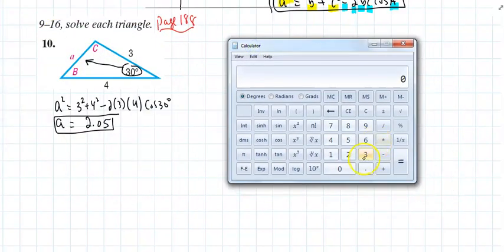And this calculator works backwards. If I take 30 cosine multiplied by 4 times 3 times 2 equals, make it a negative, add to it 16 plus 9, and if I take the square root of that, I will get 2.05. How many decimals should we keep? Well, 2 decimals are sufficient for what we need. That's fine.